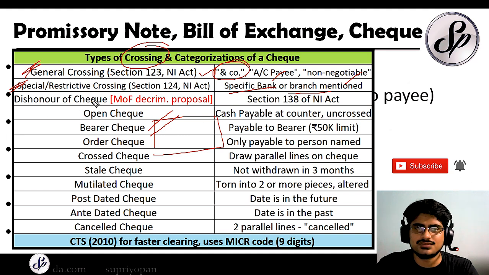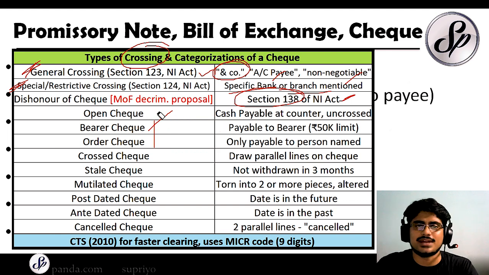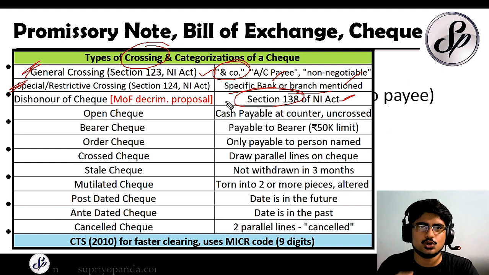Then you have the dishonor of the check. Now this is a criminal offense as per section 138 of the Negotiable Instruments Act. And remember this important thing, very recently the Ministry of Finance has said that they are actually trying to decriminalize this kind of activity. They are trying to decriminalize this because they do not want to clog up the courts with these criminal cases. So that's why they are trying to do it now.